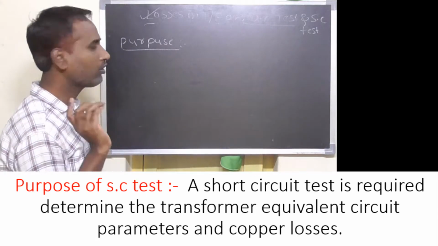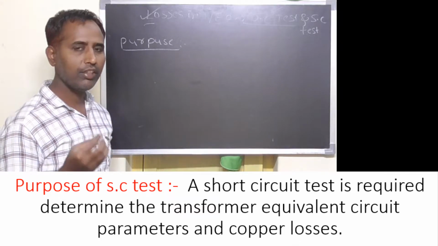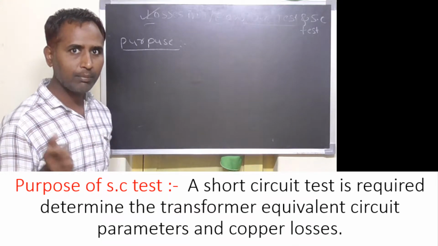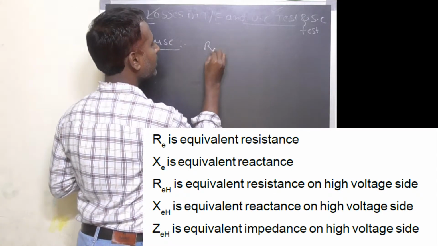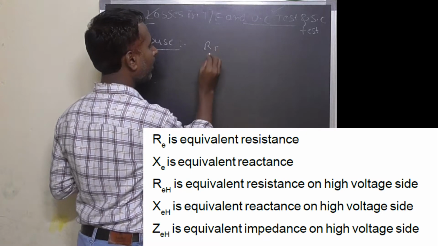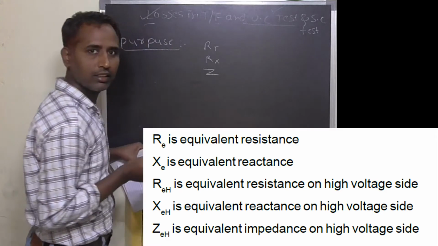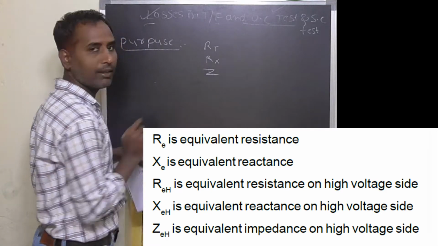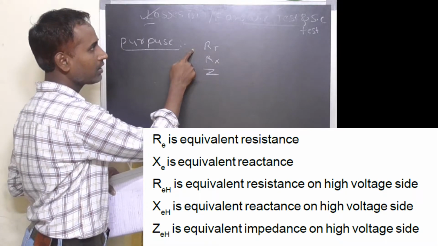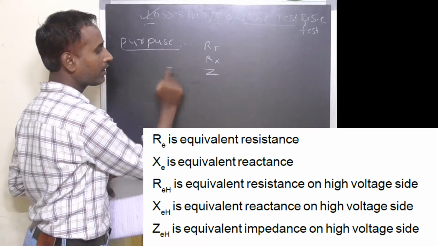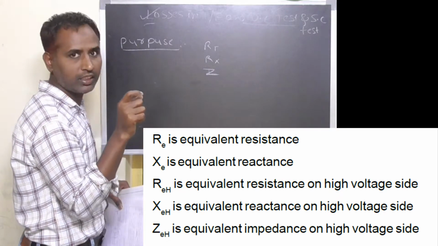Okay, this is one question. Purpose is clear. We have to find the equivalent parameters. What are the equivalent parameters? Like equivalent resistance, equivalent reactance and equivalent impedance. Okay, these are the equivalent parameters. We have to know the equivalent resistance, reactance, impedance. To find these parameters, we are performing the short circuit test.